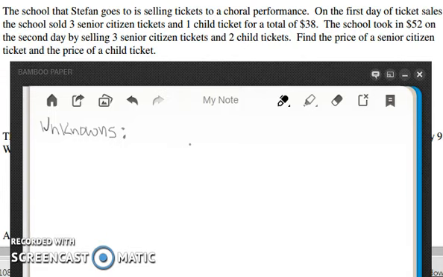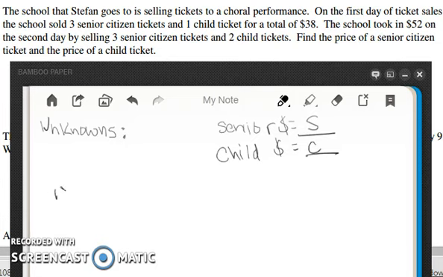So the 2 things I don't know is usually found in the very last part. So it's find the price of the senior citizen and child ticket. So my 2 unknowns are the senior citizen and the child ticket, and we're talking about the price. Okay, so we got to give it a variable, and the best thing would probably be S for senior citizen and C for child. Now we need to come up with 2 equations.